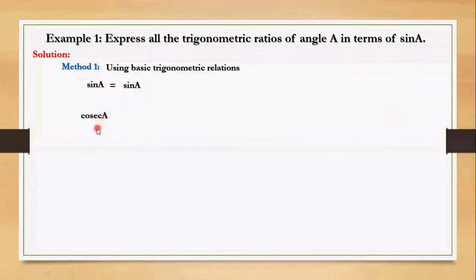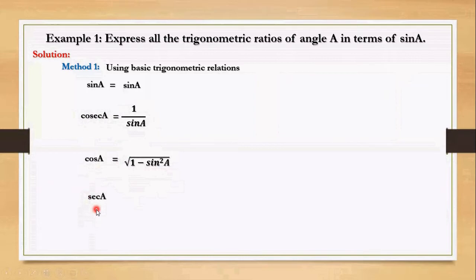Now cosec A, we know its formula, it is 1 by sin A. So look here, cosec A is expressed in terms of sin A. We know one more formula, cos A, which equals root under 1 minus sin square A. So cos A is also expressed in terms of sin A.